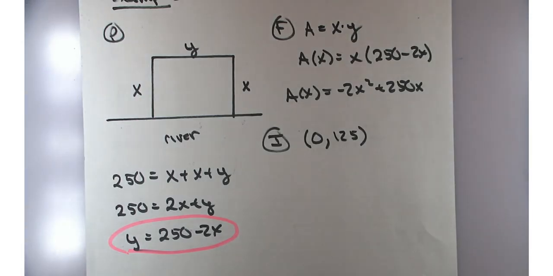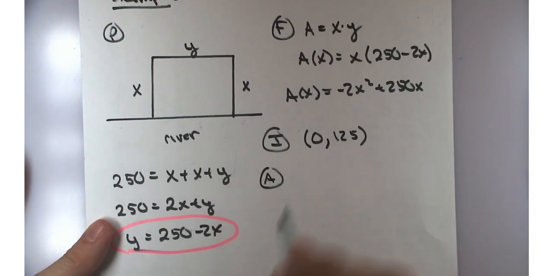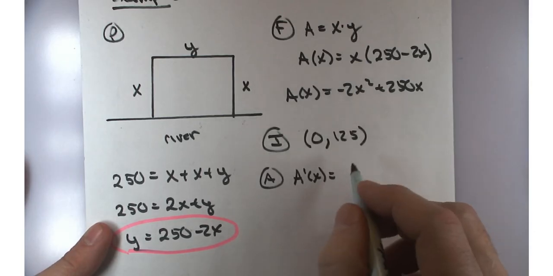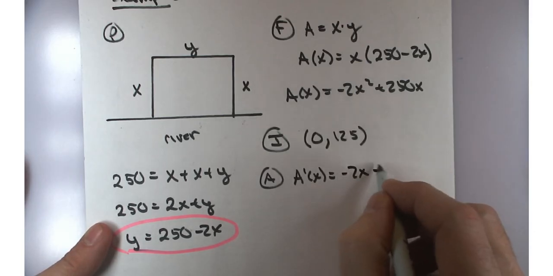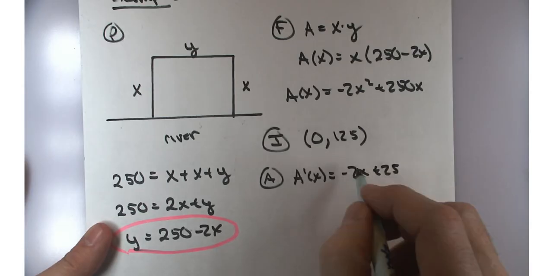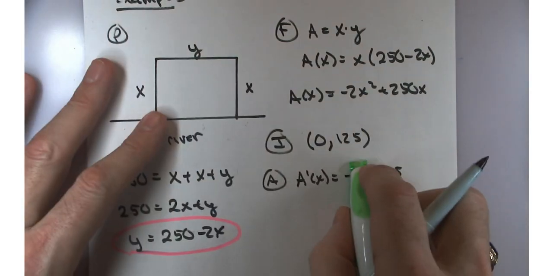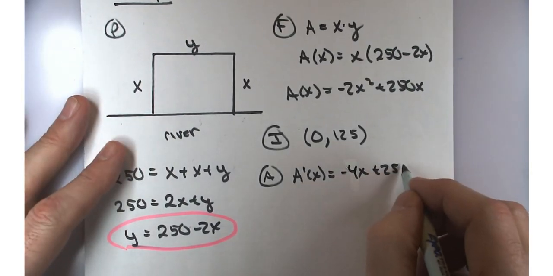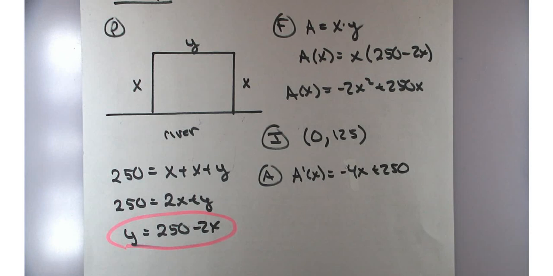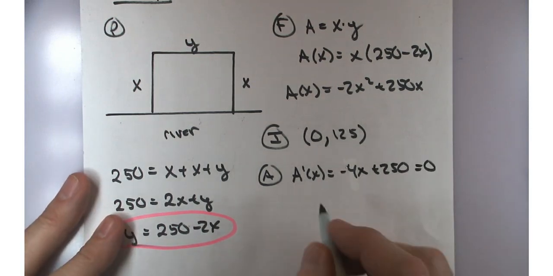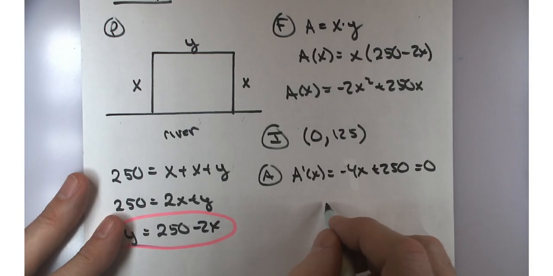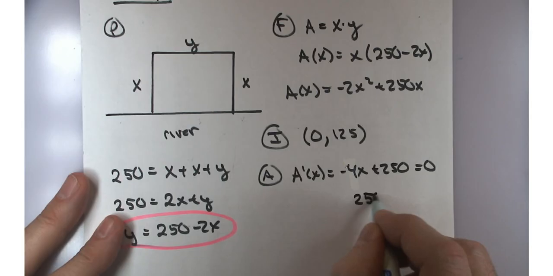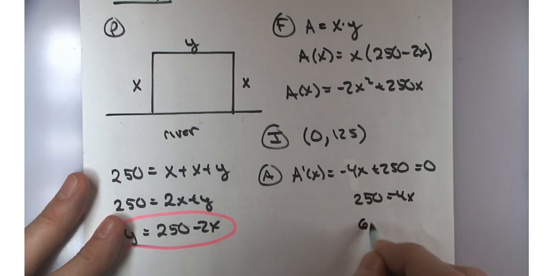Great. Finally, the analysis part. That's going to be the easy part in this. The first derivative is going to be minus 2x plus 250. How about minus 4x? My bad. I said this was the easy part. So there's the first derivative. I want to know where that's equal to 0. So set that equal to 0. I'll move the 4x to the other side. 250 equals 4x. So 62.5 equals x.